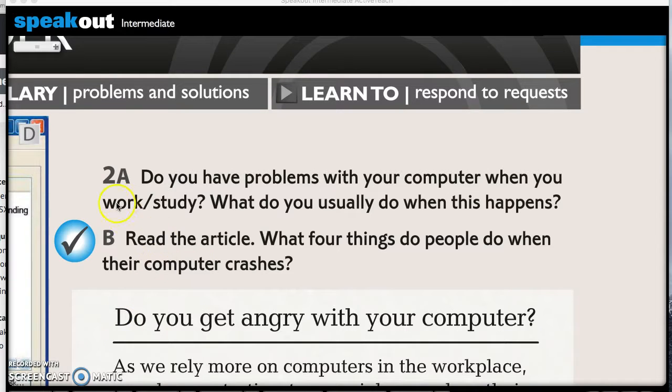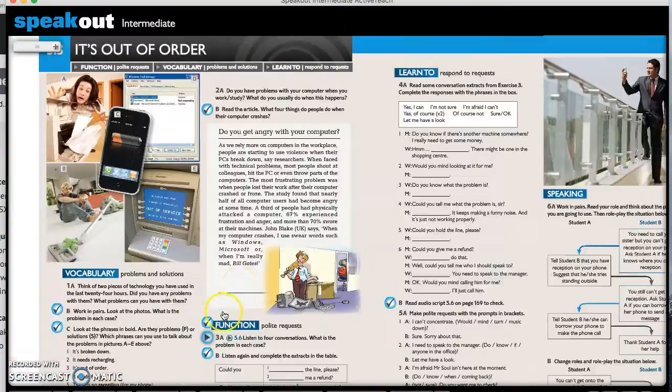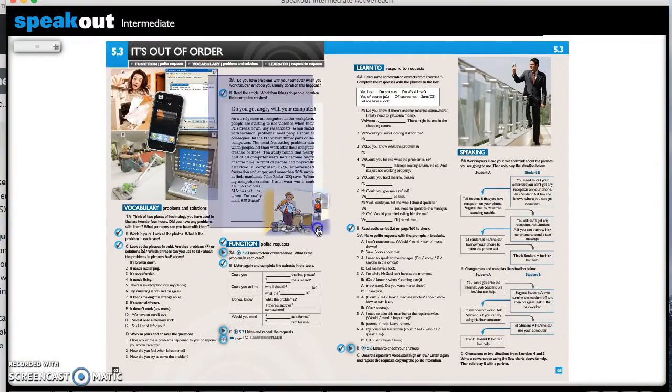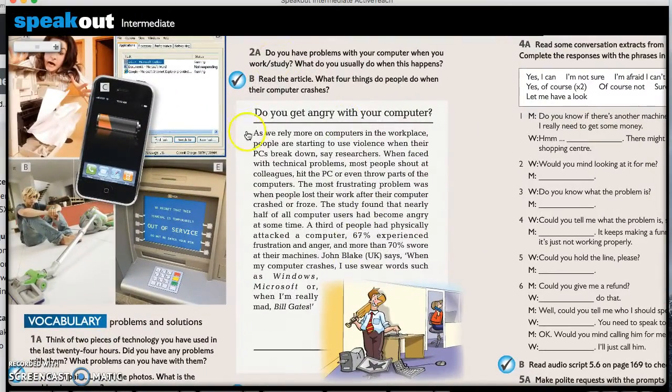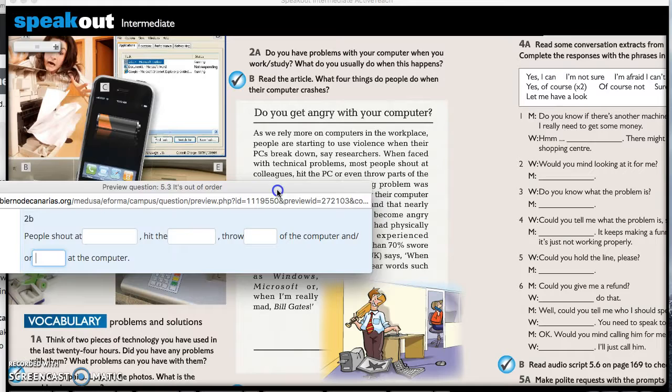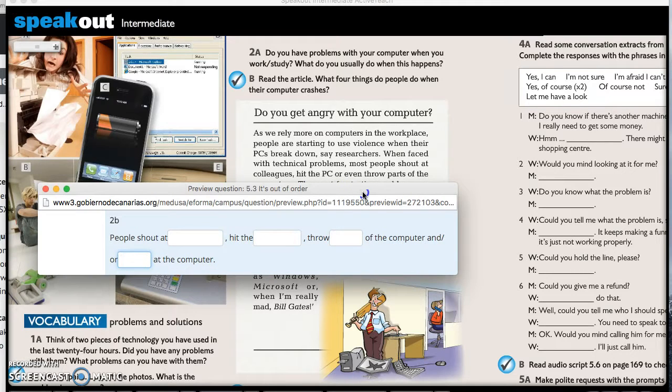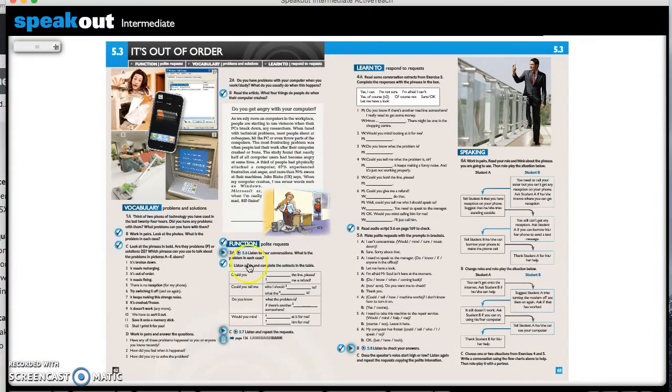Then you're going to skip 2A, you're going to read the article, this article here, and do 2B. The article is entitled, Do You Get Angry with Your Computer? A lot of people do, I know. It says read the article and say what 4 things people do when their computer crashes, and you're supposed to fill in the gaps. In the platform, it will look like this, so you fill in the gaps with 1 word in each gap.